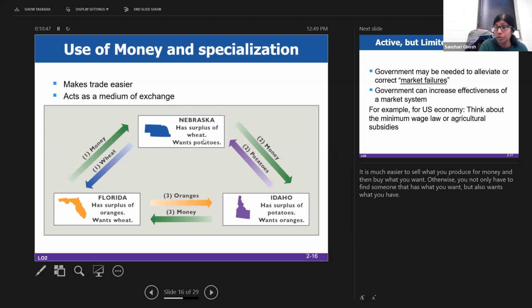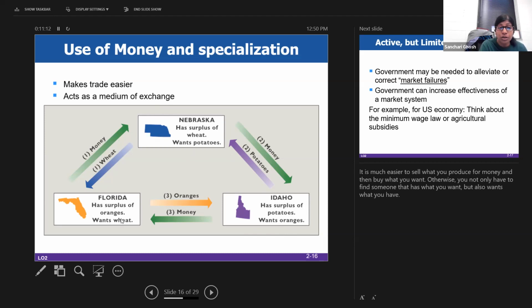The cost of producing potatoes in Idaho is much lower. That Idaho, that plains, that mountain and the little valley that Idaho is composed of, those kind of places are very conducive to growing potatoes. Whereas Nebraska is big in wheat, the Great Plains region of Nebraska. So Idaho and Nebraska can trade with each other. Same with Florida.